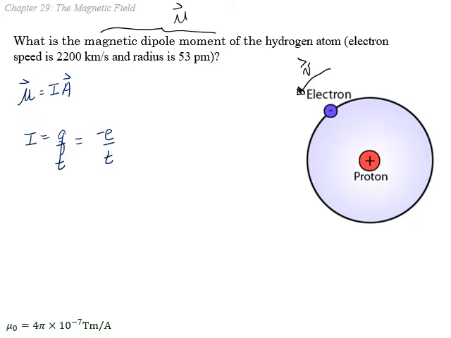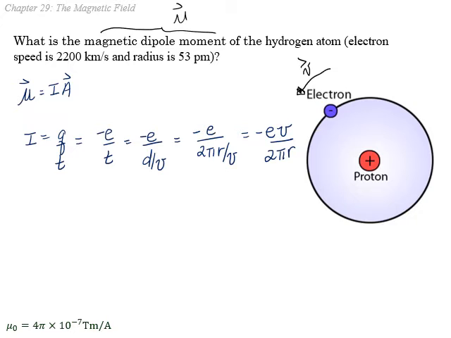Well, we know that speed is distance over time. That means time must be distance over speed. What is the distance? Well, when the electron goes around a circle once, the distance is the circumference. So then we can say our current is minus E times V over 2 pi R. We know V, we know E, and we know R, so we can go ahead and find our current.